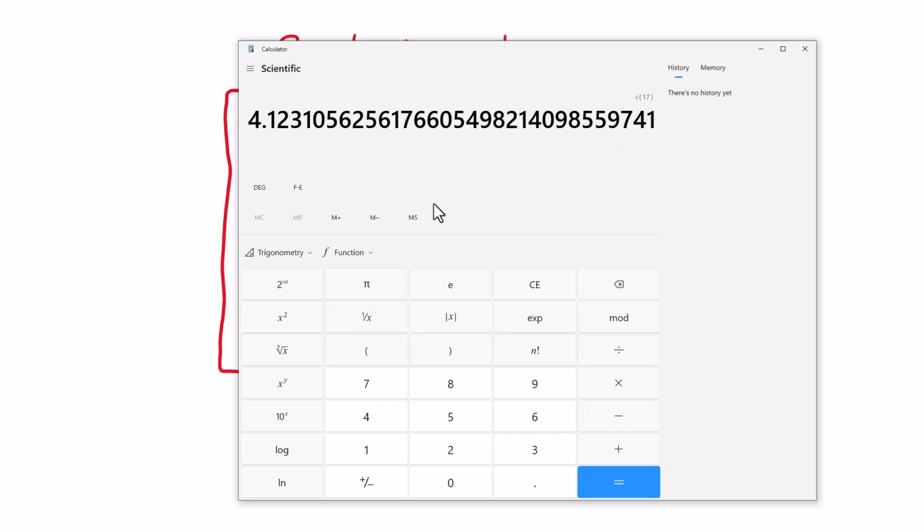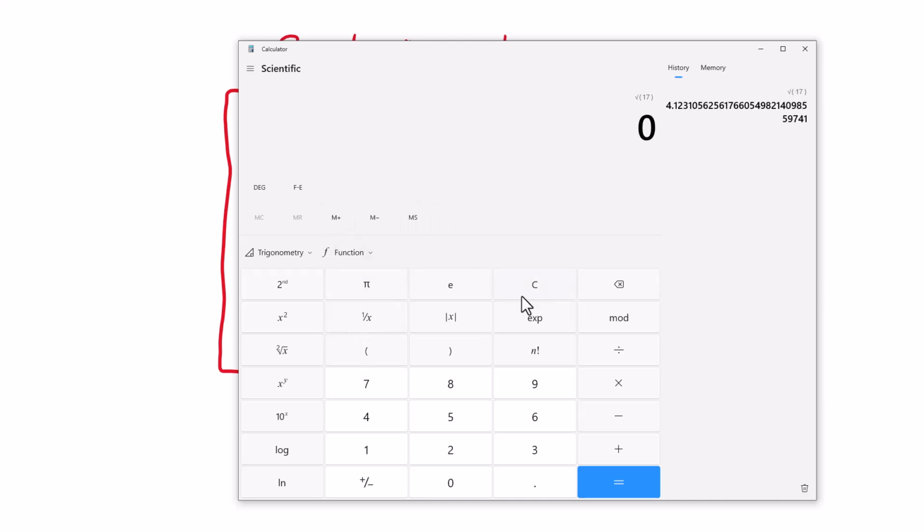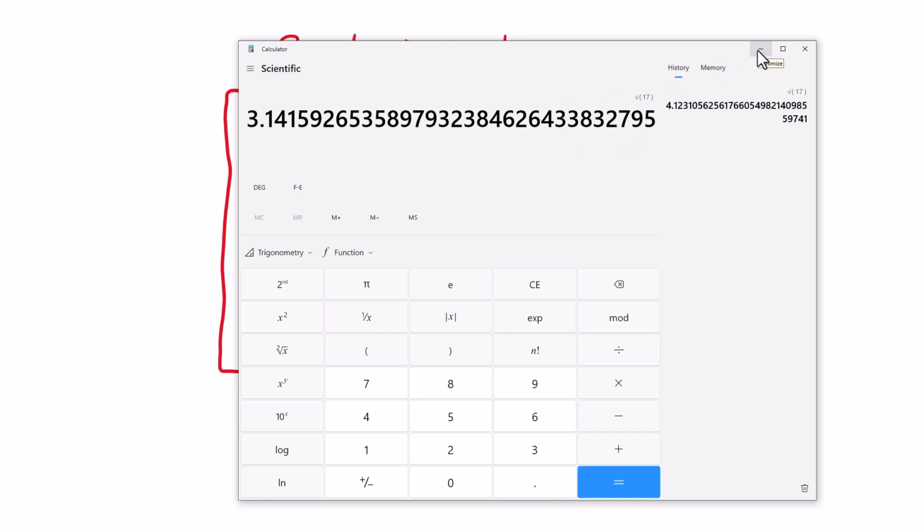Another example of numbers like this is when you clear the calculator and press pi. This is another type of number that is continuous. These are known as irrational numbers, and yes, they exist on a number line.